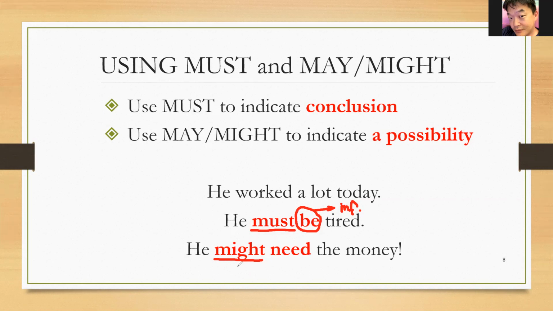Okay, now pay attention again. The helper verb might here and the base verb, they are not separated by anything. Okay, remember that. Also, when you use it in the negative form, that's fine. Okay, it's the same thing.